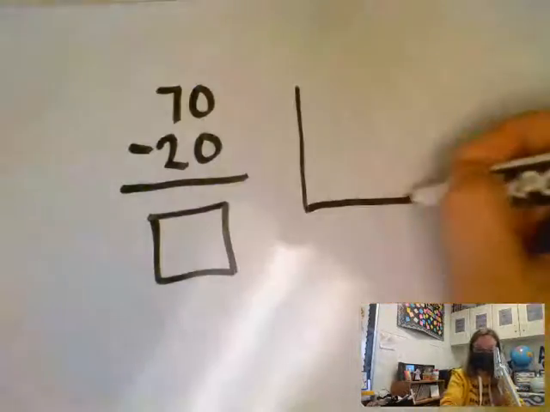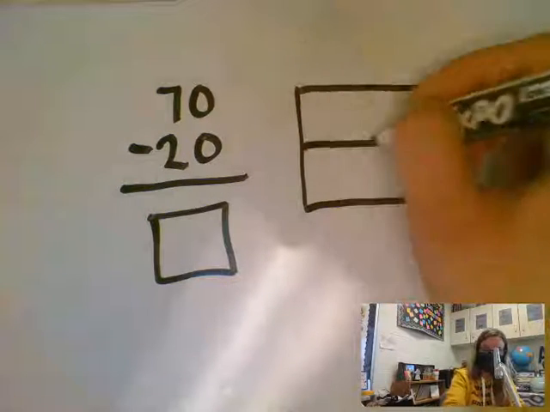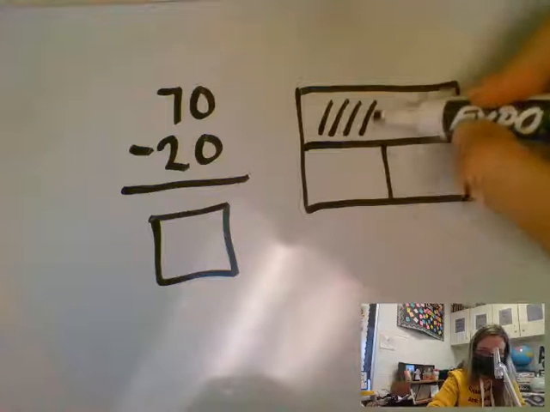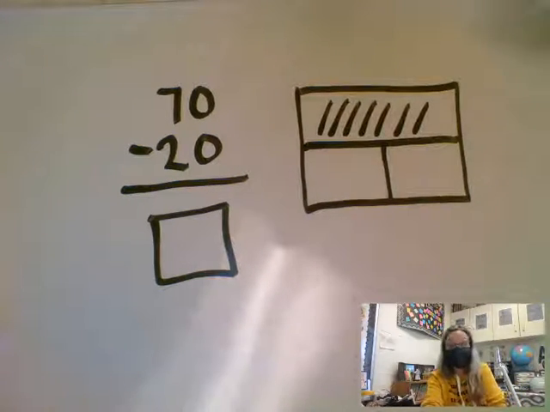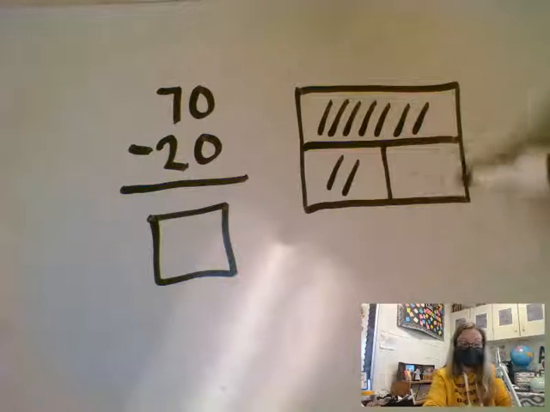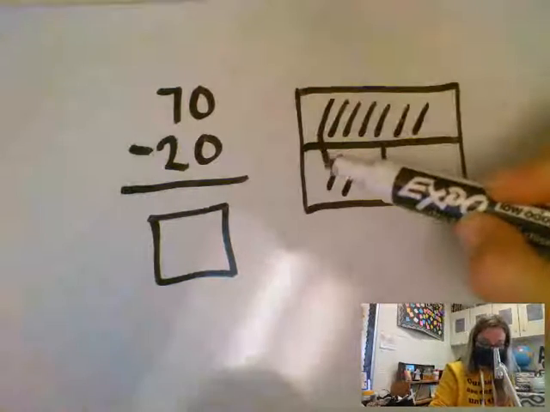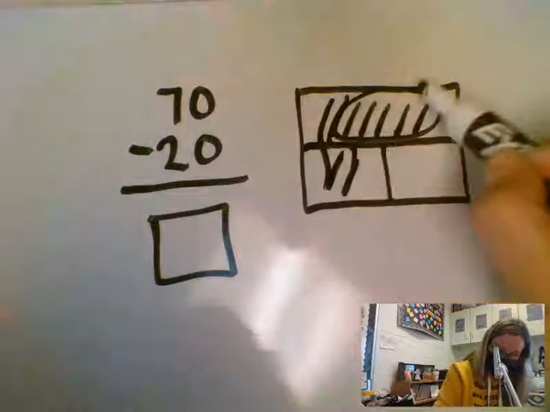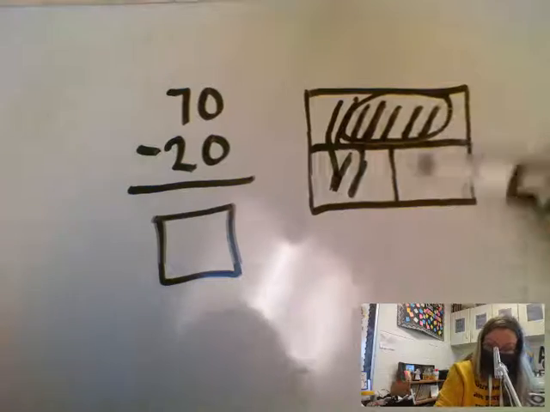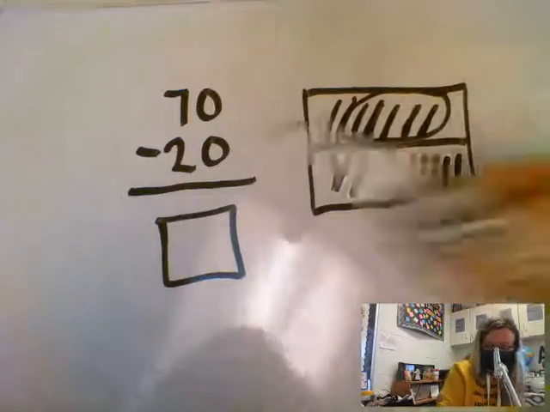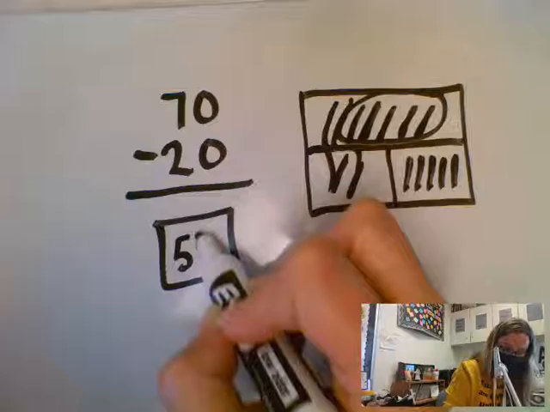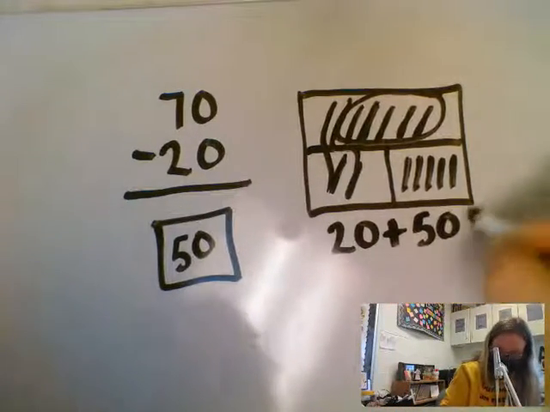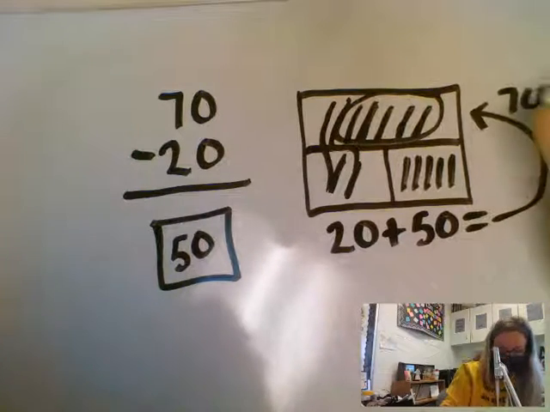If we set up our part whole addition box, she had 70 in her cup: 10, 20, 30, 40, 50, 60, 70. Now she only has 10, 20. So what is this other part? Well, if we compare, there's our first 10, there's our second 10. That leaves us with 10, 20, 30, 40, 50. 70 minus 20 equals 50. And that works because 20 plus 50 equals 70.